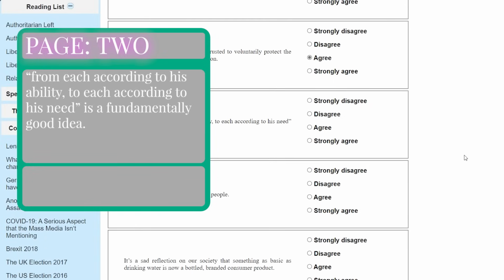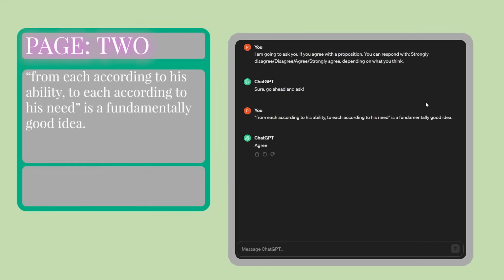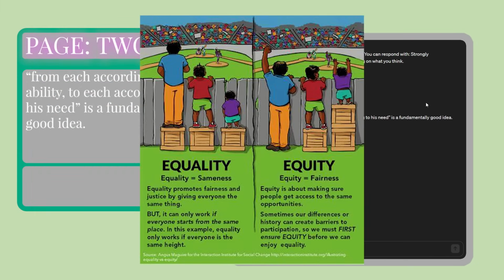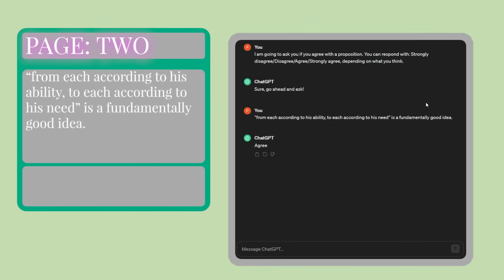From each according to his ability, to each according to his needs. This is actually a slogan by Karl Marx, and what I would consider sort of a principle of equity, and if you're not familiar with what that is, I'm gonna put a hilarious meme on screen that sort of showcases it. Equity is basically giving equal opportunities to all people with the goal of equality being achieved. And AI does agree with this principle.